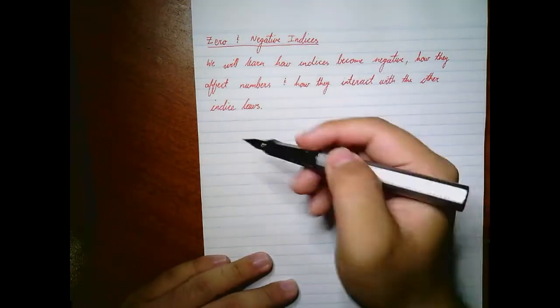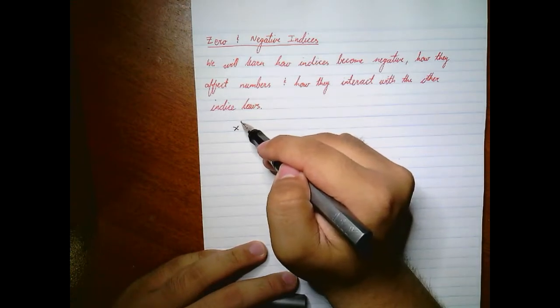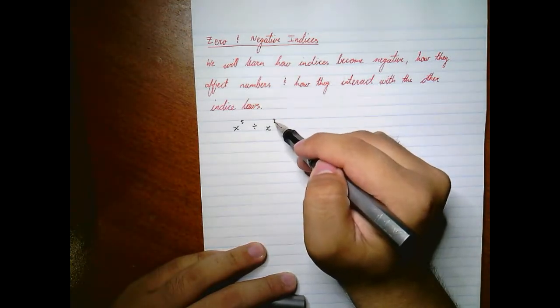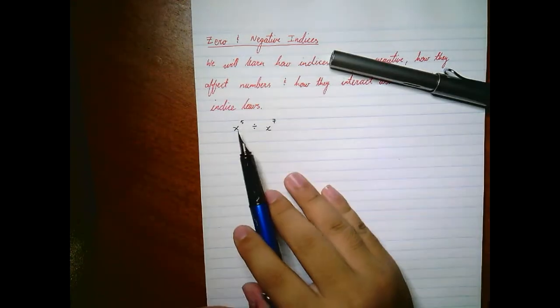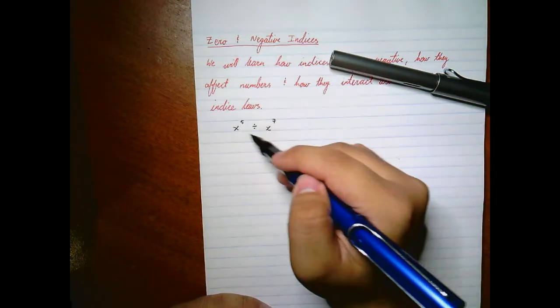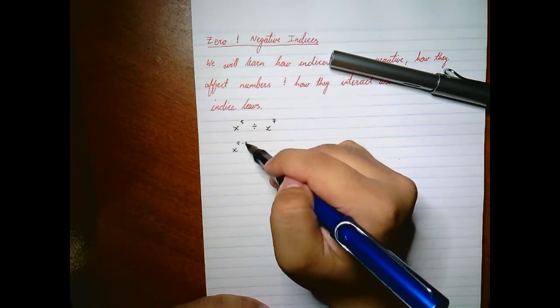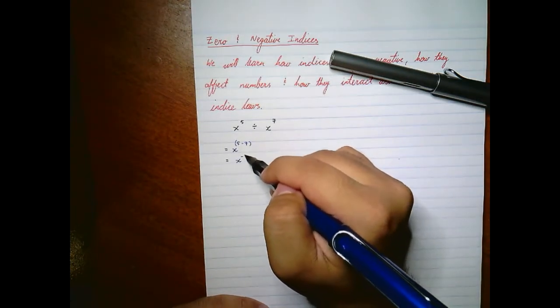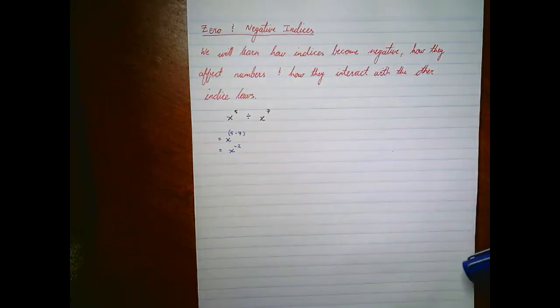If we have some index, let's take for example x to the power of 5 divided by x to the power of 7. We know from our index laws that if they have the same base, these indices subtract, so it's going to become x to the 5 minus 7, which will give us x to the negative 2. So this is how indices become negative in the first place.